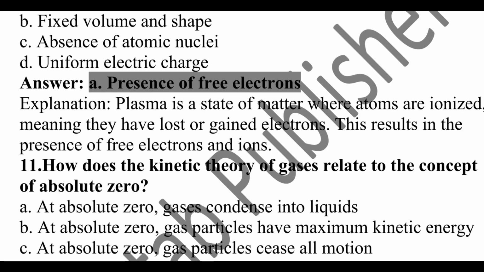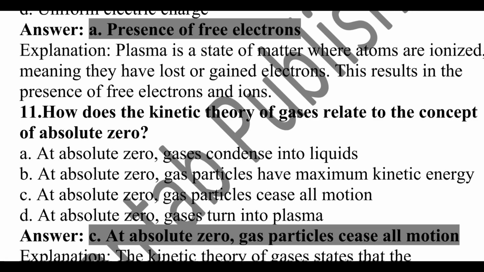Presence of free electrons. Explanation. Plasma is a state of matter where atoms are ionized, meaning they have lost or gained electrons. This results in the presence of free electrons and ions.